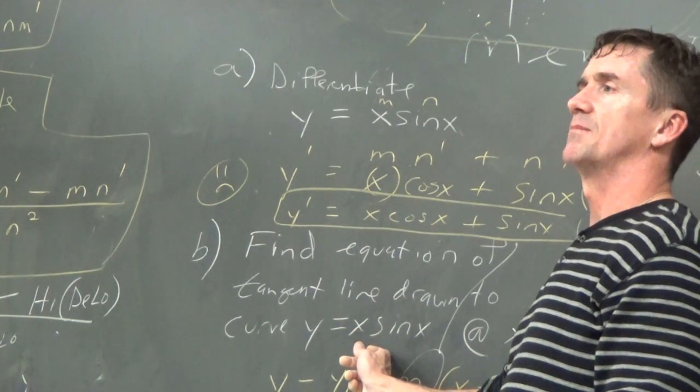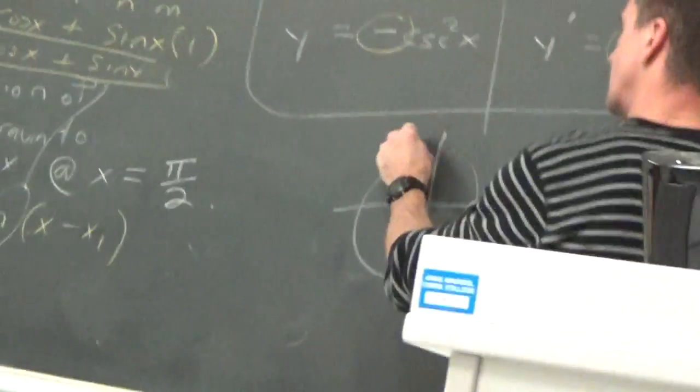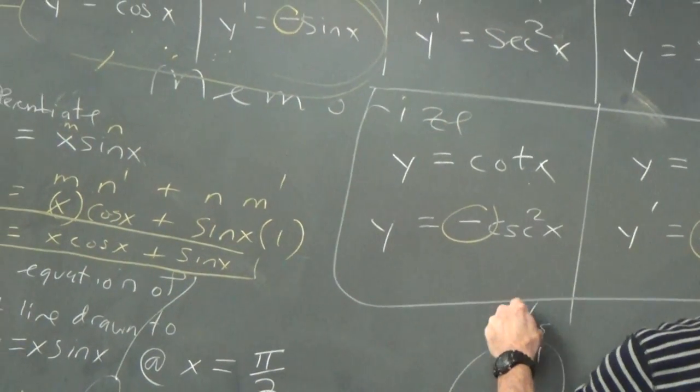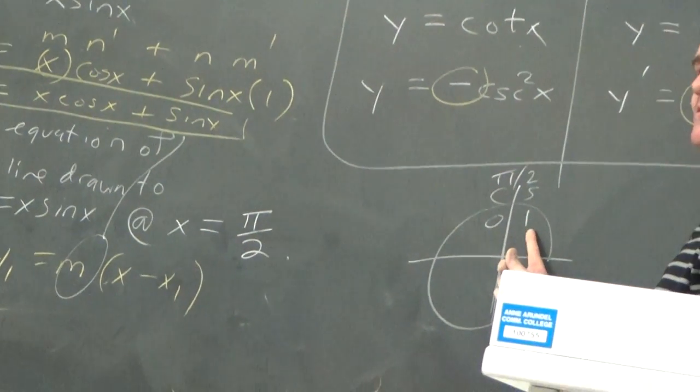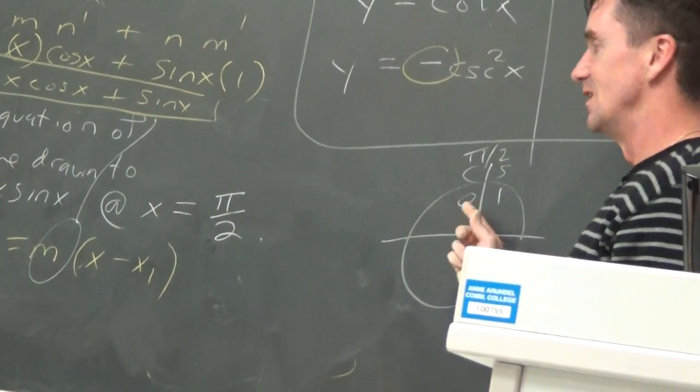You go, well, I don't know sine of pi over 2. The unit circle thing, remember? Remember the Charlie Sheen thing? One, pi over 2. What's the sine of pi over 2? One. Right? Sine of pi over 2 is 1.